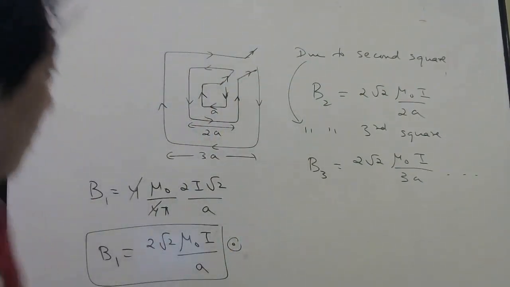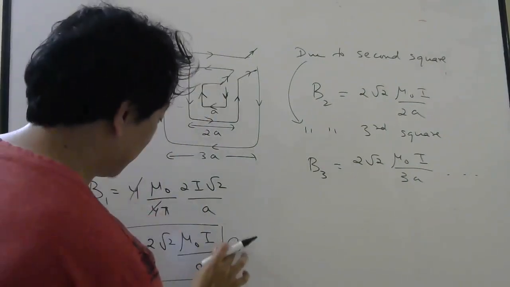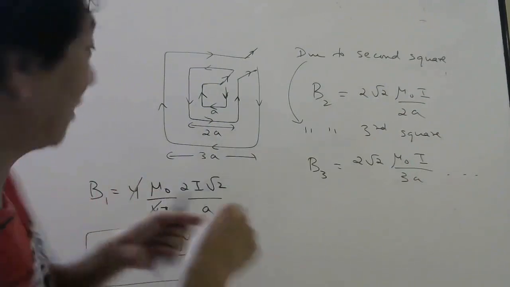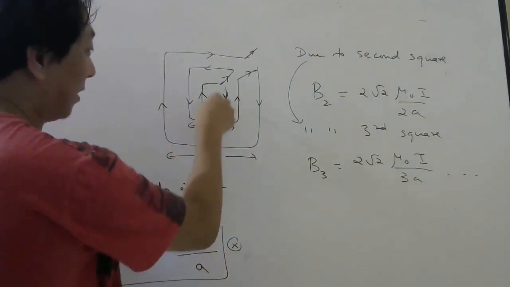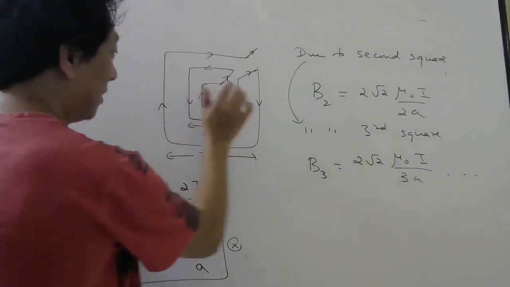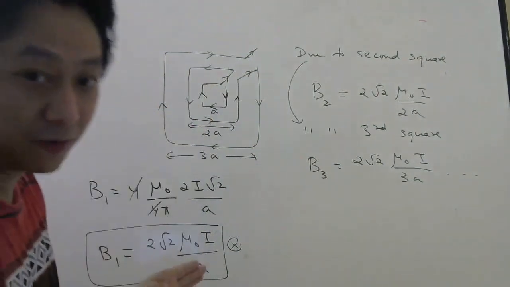So now you can check. Due to this inner part, it is in. So this is in. Okay, the one which I showed is correct only, but the current I took this way, actually the current is going this way. So due to this in, due to this in, due to this also in. So due to the first square, the magnetic field is in.